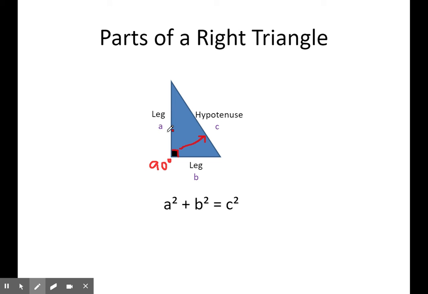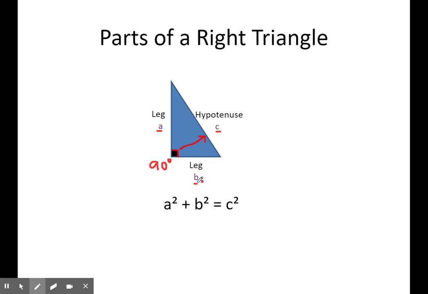So here are our 3 sides. We have A, we have B, and we have C. C is always the hypotenuse. If we go back to our equation, if I take this length A and I square it, or multiply it by itself, plus side B, I square that or multiply that by itself, it will equal C, or my hypotenuse, squared. If I take that hypotenuse and multiply it by itself, it will equal A squared plus B squared.